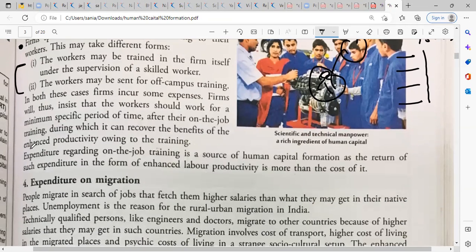Now the question is why this is important. See, expenditure regarding on the job training is a source of human capital formation, as the return of such expenditure comes in the form of enhanced labor productivity, right? If you train that particular person, of course the productivity will be very good, because now he's all aware about the things, right? More than it cost for it. So the time and energy you gave when you were training a particular person is 100 times less as compared to his productivity. But if you are not giving training, then of course most of the time I'll be thinking how to do this, how to do that, and I'll be wasting my time.